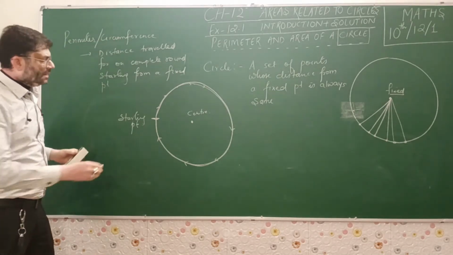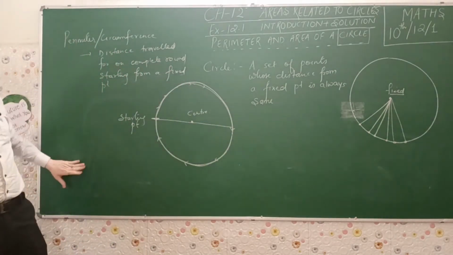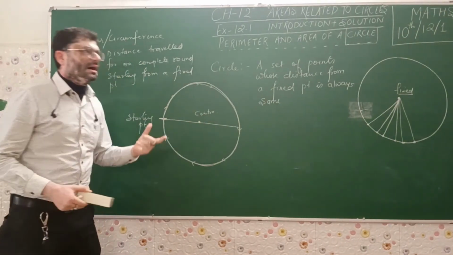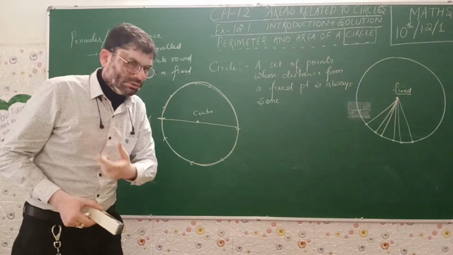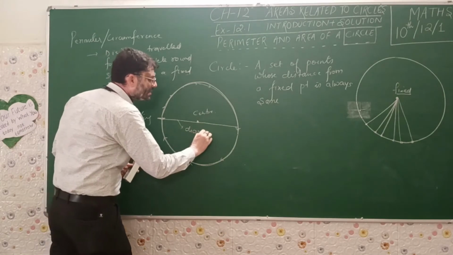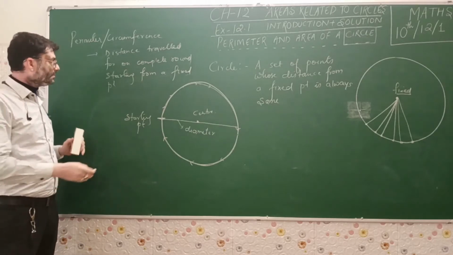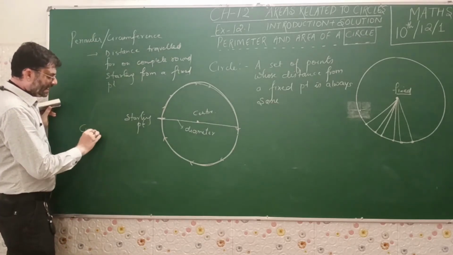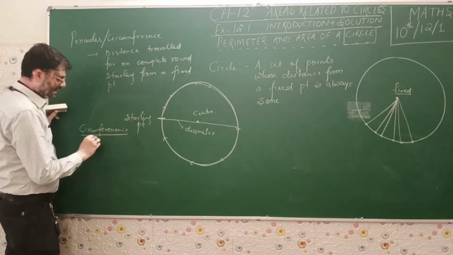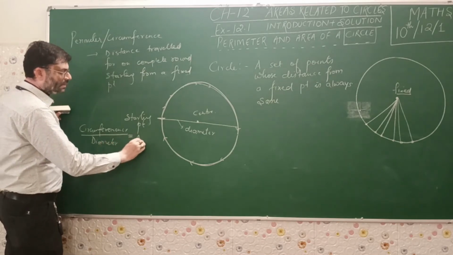And this distance, a line passing through the center of the circle, the longest chord that you can say for a circle, is the diameter. And there is a relationship between the diameter and the circumference of the circle. And what is that relation? Circumference upon diameter is equal to pi.